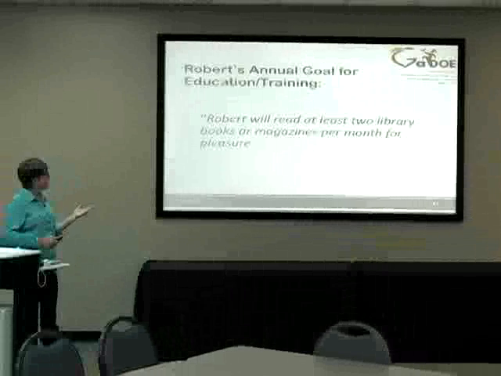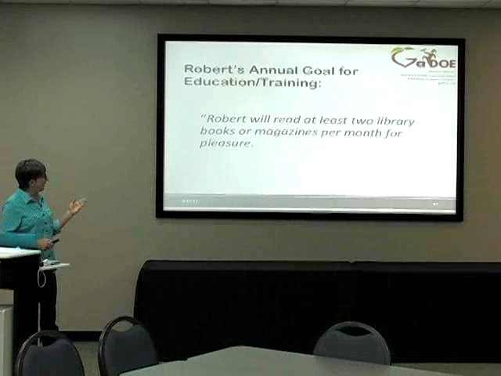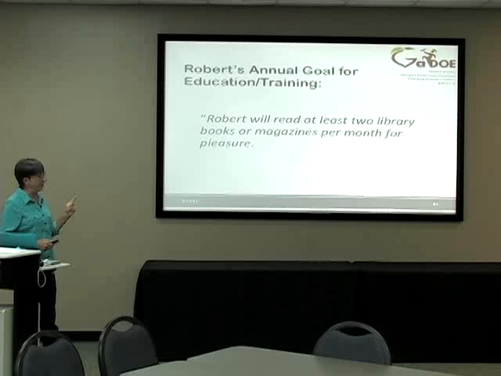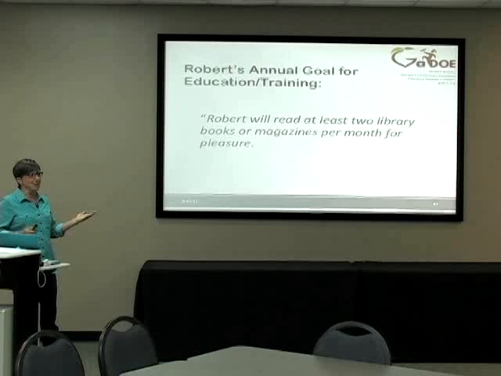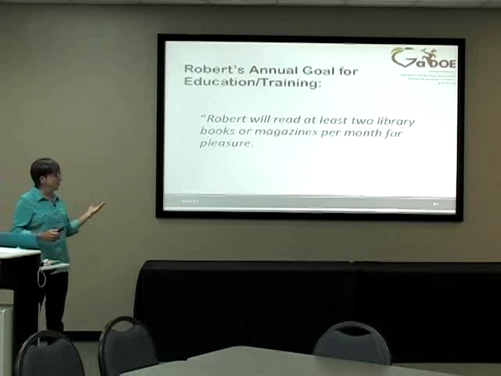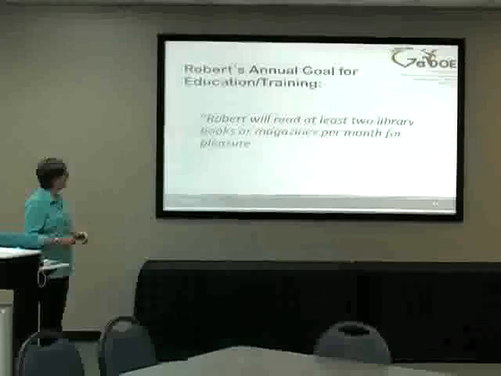That sort of thing. So you can see here, I wrote one that says, Robert will read at least 2 library books or magazines per month for pleasure. Now, why did I write that goal? Well, first of all, yes, this is a decent goal for Robert, because if you think back, he doesn't really like to read, and it's not a strength of his. However, it's important that he reads, especially if he wants to go to college, which he does, and reading is something that he needs to continue to work on. So if we can get him to start reading for pleasure, then that's going to hopefully kick in and be meaningful for him and help him really progress in reading.